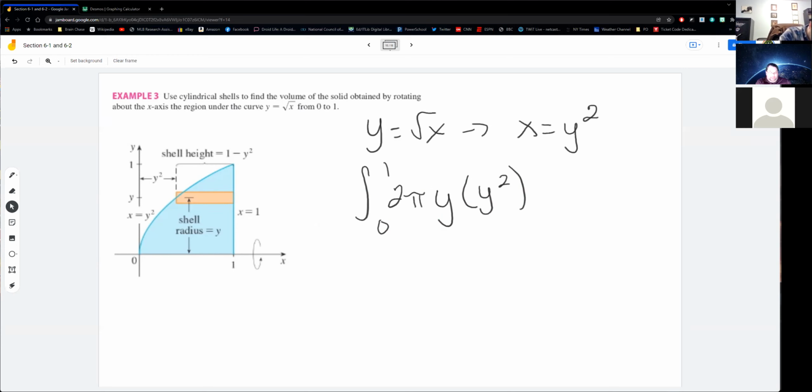Oh, I screwed that up actually. My height's not y squared. Why is my height not y squared? We'll see if anybody can figure out my mistake. 1 minus y squared. Right, but why? Other than the fact that they wrote it in the problem. Because y squared is like the little box area. So we need to find the distance from 1 to y squared. So it can't just be that.